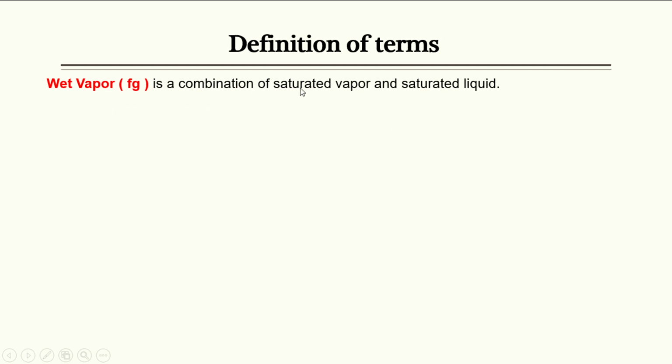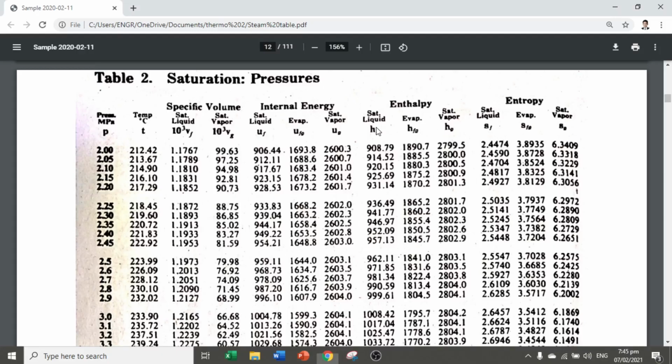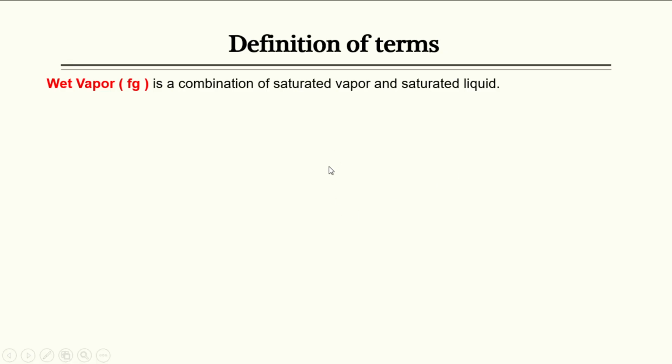Okay, so, kapag sinabi natin wet vapor, Fg yun, ito yun, mga wet vapor yan. UFG, HFG, and SFG. So, nasa gitna yan ng ating TS diagram. So, next lesson ko pa mapapakita yung TS diagram natin. More on definition of terms lang muna tayo, okay? So, yun.